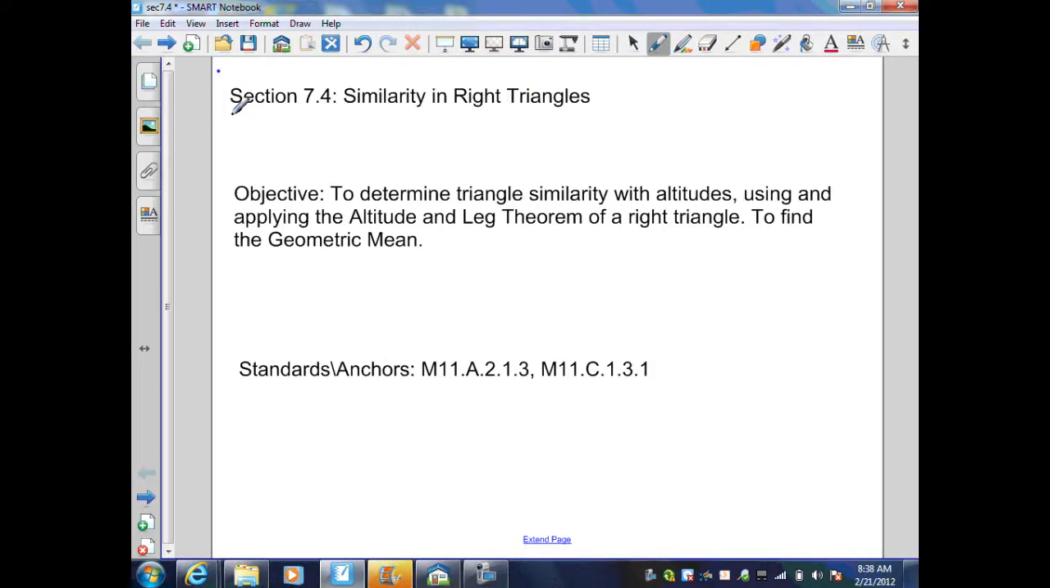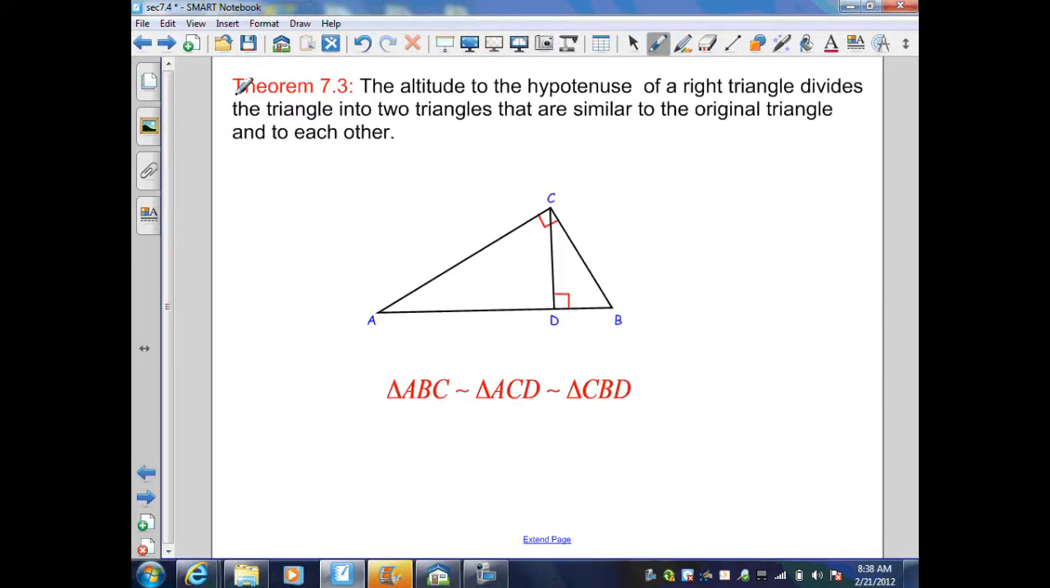Section 7.4, Similarity in right triangles. Theorem 7.3: the altitude to the hypotenuse of a right triangle divides the triangle into two triangles that are similar to the original triangle and to each other.